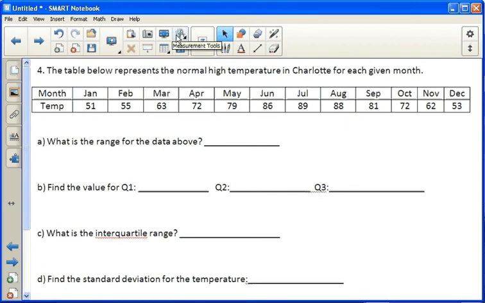This is part 2 of the review for the statistics test. This is starting with question number 4, so this is the back page. It says the table below represents the normal high temperature in Charlotte for each given month. And you can see, again, this is the normal high temperature for each month of the year.